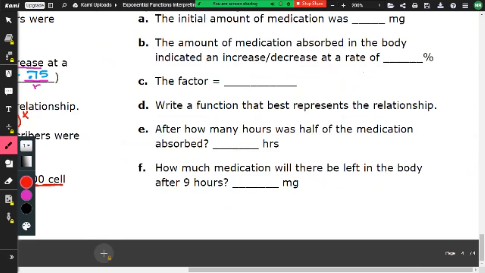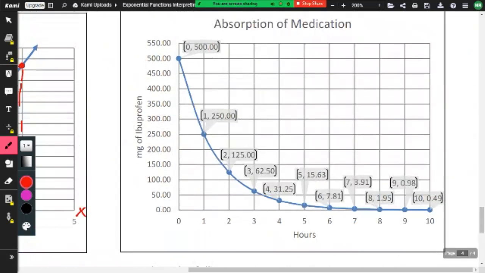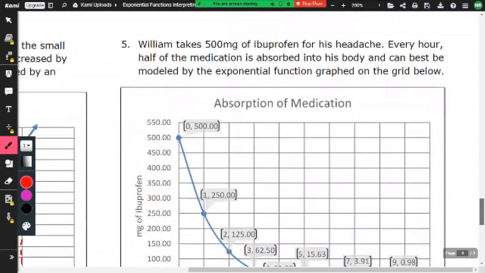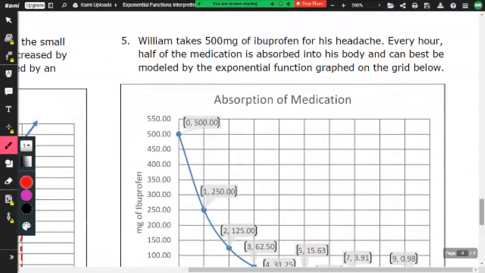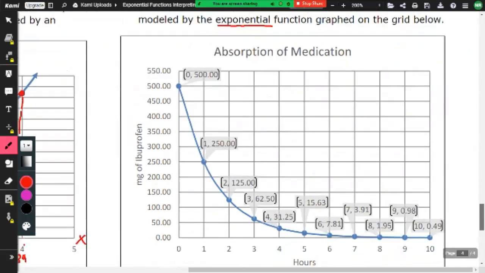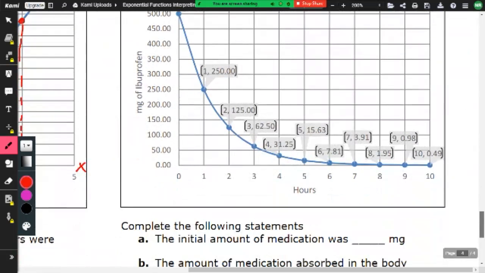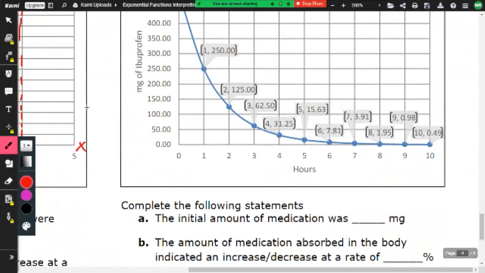All right, next one. William takes 500 milligrams of ibuprofen for his headache. Every hour, half of the medication is absorbed into his body and can best be modeled by the exponential function. Underline it. Exponential function graphed on the grid below. A, what was the initial amount? 500. Can you find it? Initial, once again, is your value of A.